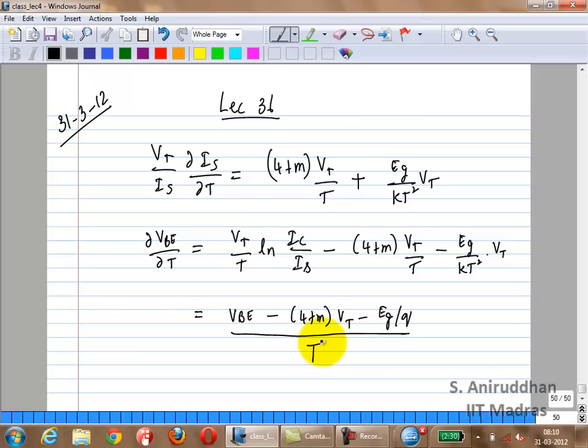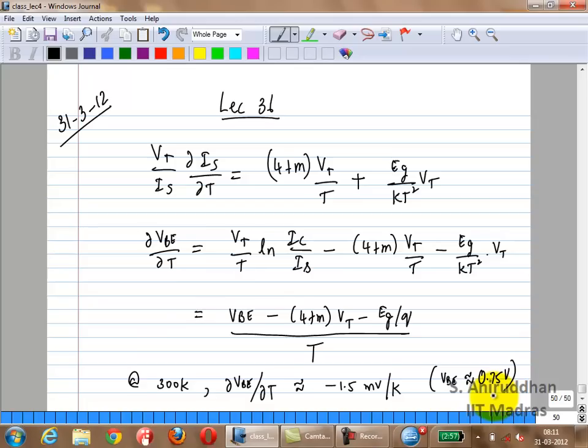Okay. Now we actually know all of these parameters because VBE is approximately, let's say 0.75 volts at room temperature. VT is 25.9 millivolts. EG, you know, it's 1.12 electron volts, right? You can find out all of these. At 300 K, you can find out what this value is. It looks something like this. I'm assuming VBE is around 0.75 volts. Okay. So it gives you a negative temperature coefficient of minus 1.5 millivolts per Kelvin at room temperature.